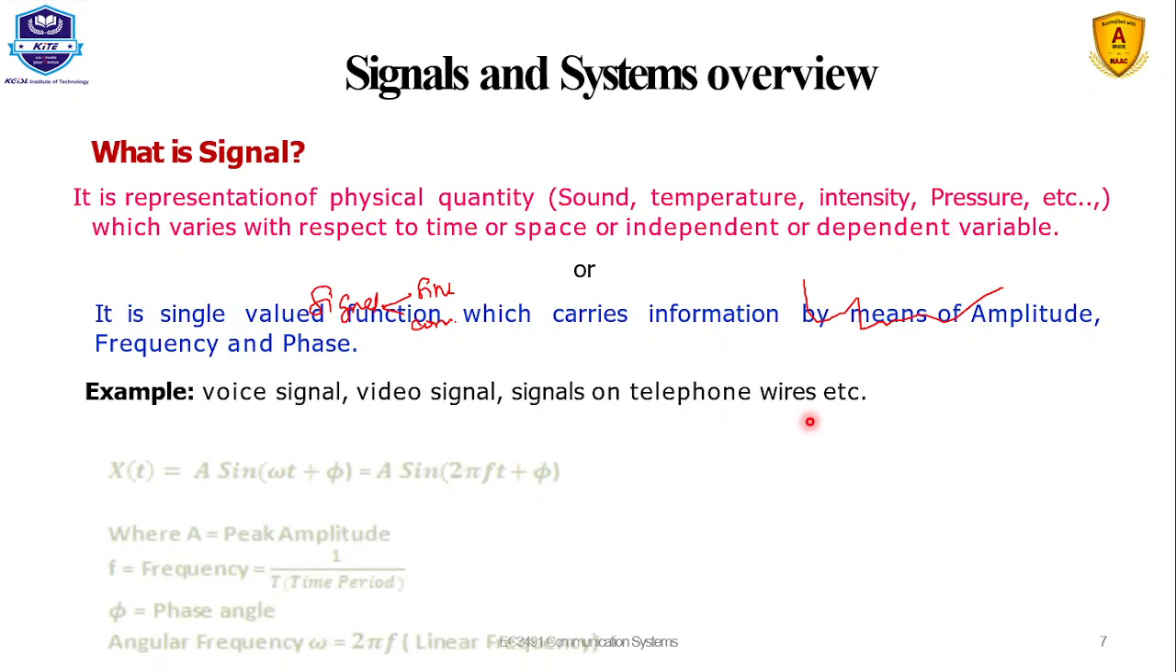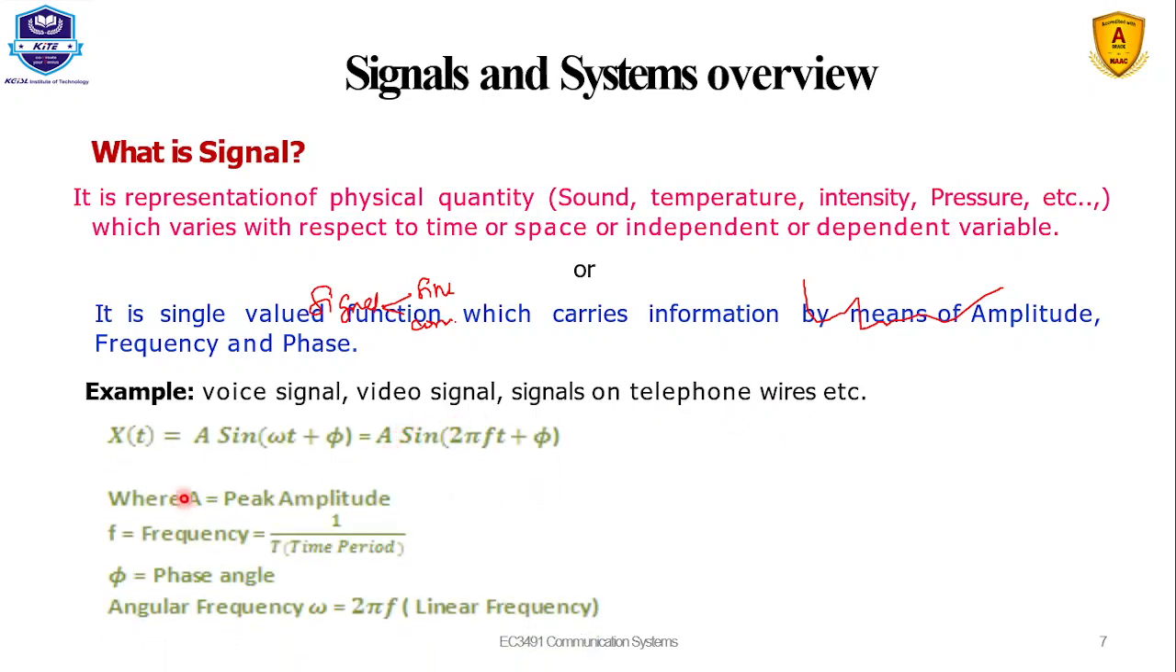How is the signal represented mathematically? The signal can be represented mathematically in sinusoidal or cosine format. Sinusoidal format means x of t is A sin(omega t plus phi). Here A represents the peak amplitude and omega represents the angular frequency, and in terms of frequency it is 2 pi f t. Frequency is inversely proportional to time, and phi is the phase change.